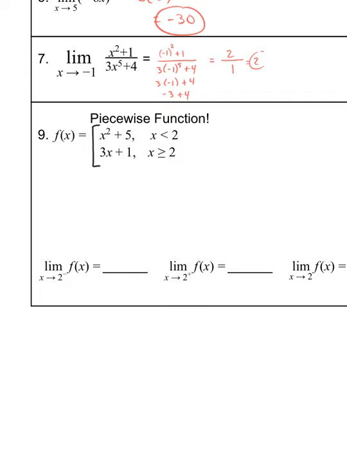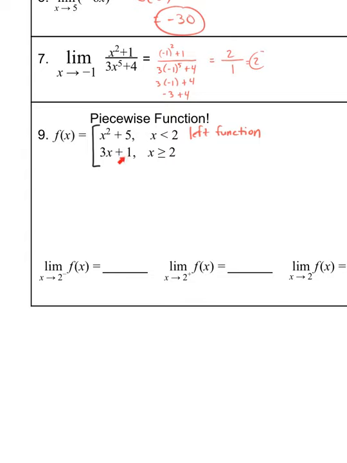Okay, last one. We have a piecewise function. Remember, a piecewise function is just parts of a function, and they each have their own domain. So for this part of the function, x squared plus 5, it's all x's less than 2. Now think of a number line. Less than 2 is to the left of 2. So this is going to be my left function. All right, 2, you guys, is called the dividing point.